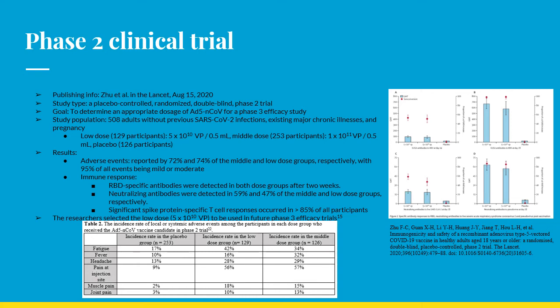72% and 74% of the participants in the middle and low dose groups respectively reported adverse events, with 95% of all events being mild or moderate. RBD-specific antibodies were detected in both dose groups after 2 weeks. At day 28, seroconversion of neutralizing antibodies occurred in 59% and 47% of the middle and low dose groups respectively. Significant spike protein-specific T-cell responses also occurred in more than 85% of the participants in both dose groups.